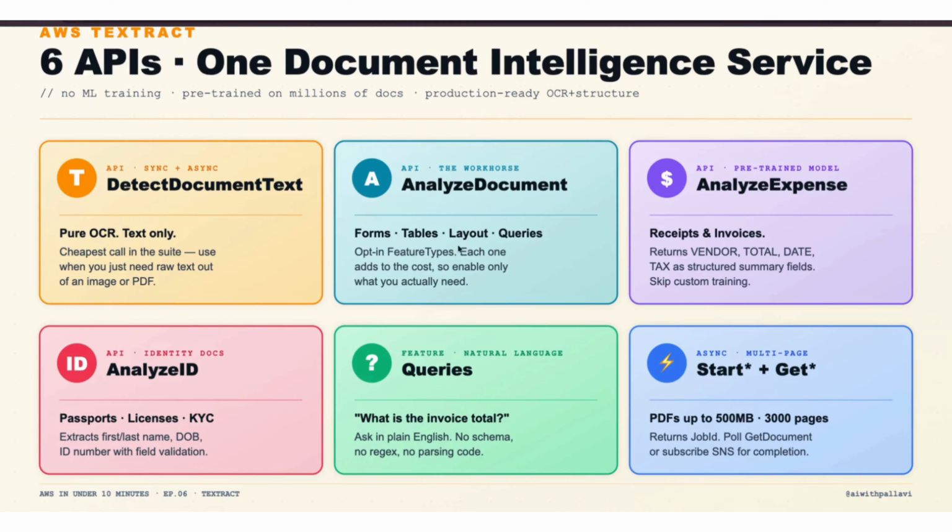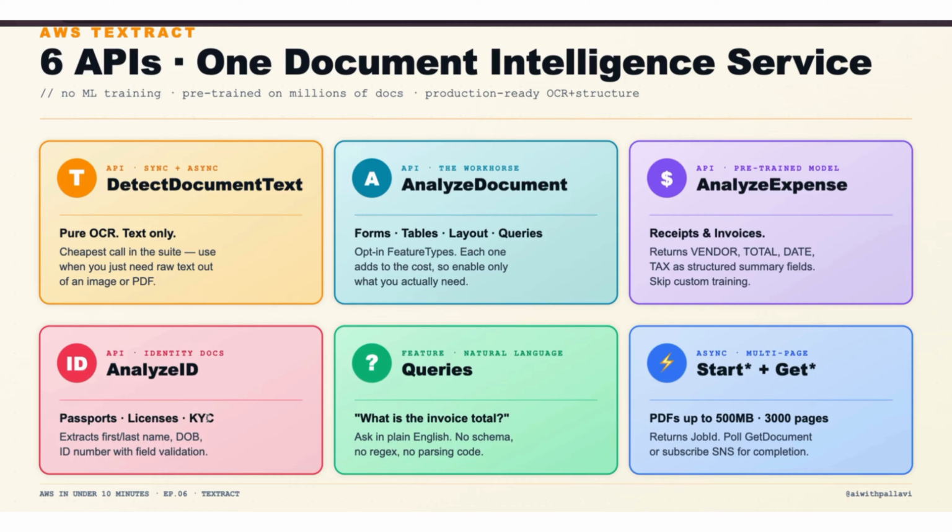Then you have the AnalyzeExpense API. Now it can return the vendor, total, date, tax, mostly the numerical features, and is majorly used for receipts and invoices. Then we have AnalyzeID, specifically built for identity docs like Aadhaar card, passports, right? Any specific ID which you need to analyze. So it can extract the first name, last name, date of birth, ID number, and a few other verifications, right? So all that can be analyzed using the AnalyzeID API.